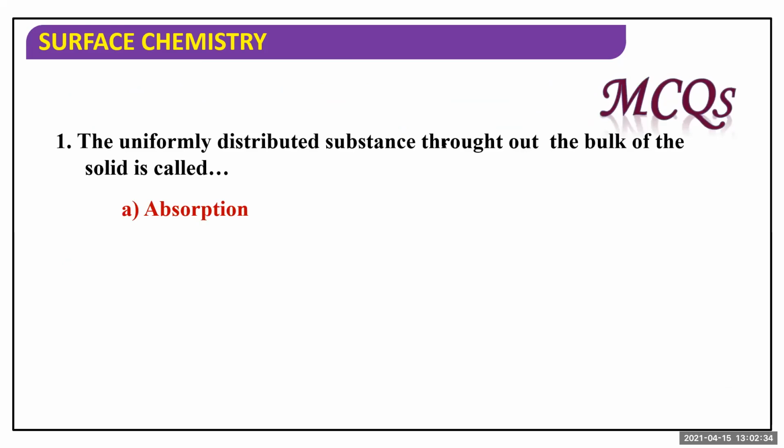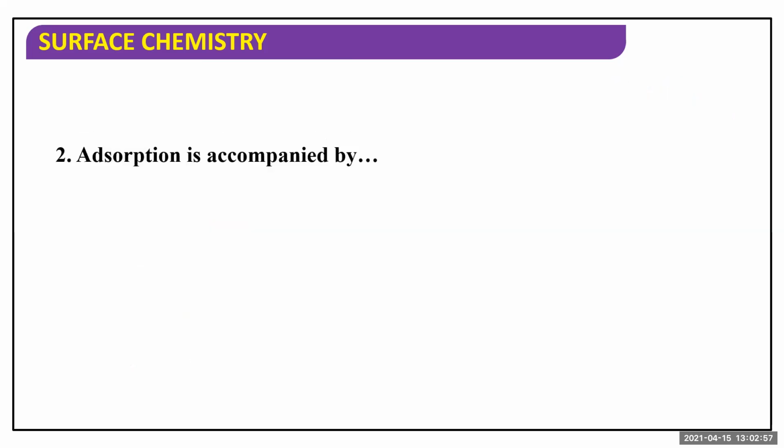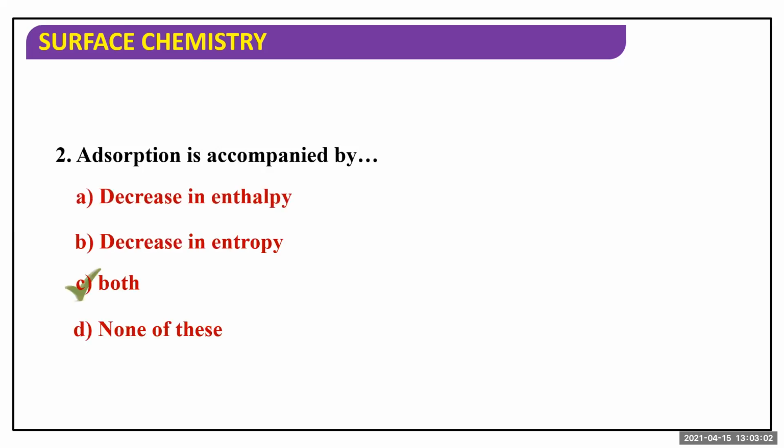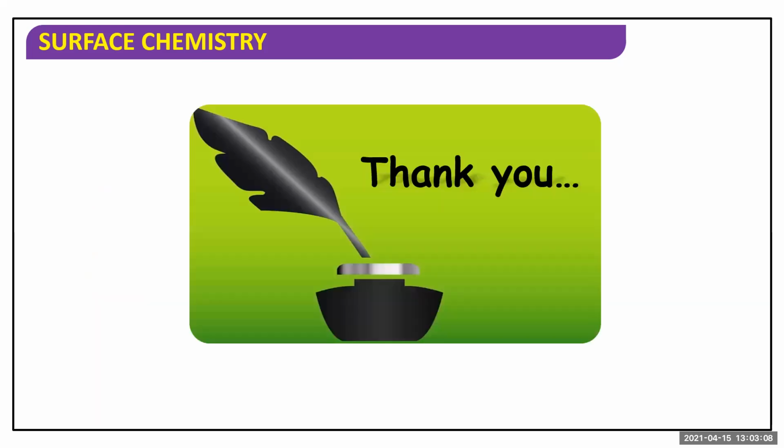So that is the MCQ. Uniformly distributed substance throughout the bulk of the solid is called what? Absorption. Adsorption is accompanied by a decrease in enthalpy and a decrease in entropy. So both. Thank you, and we will follow with the second lecture on surface chemistry.